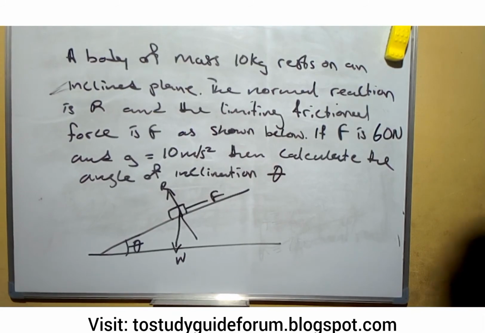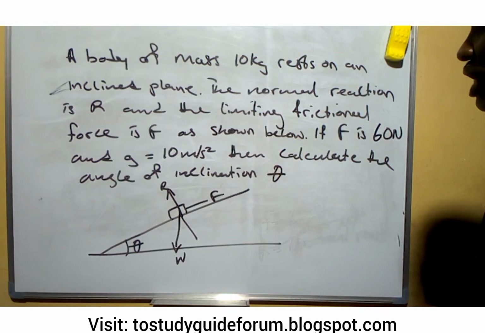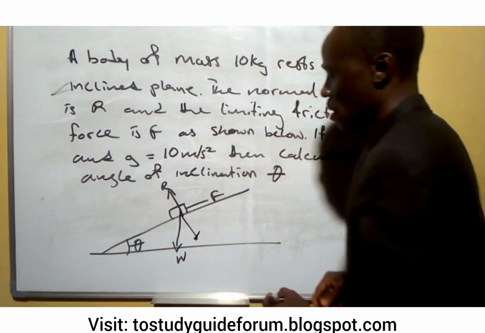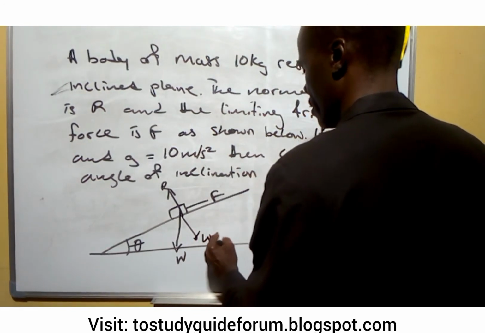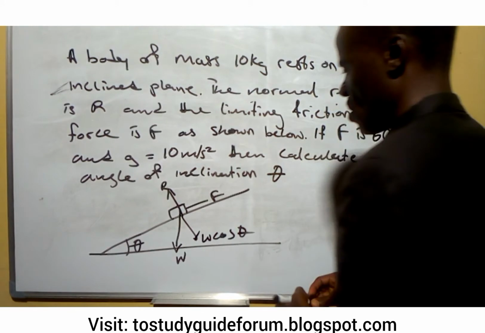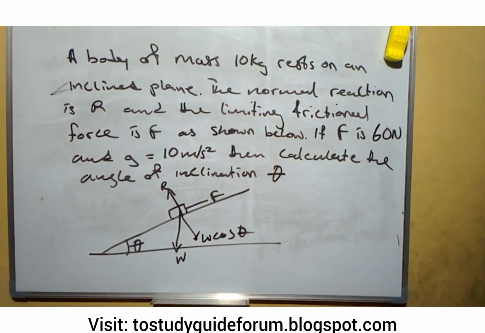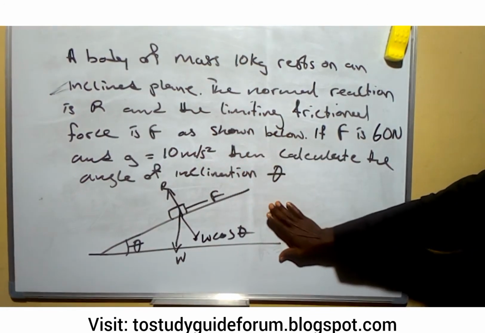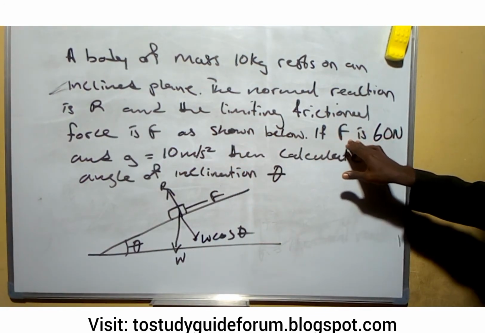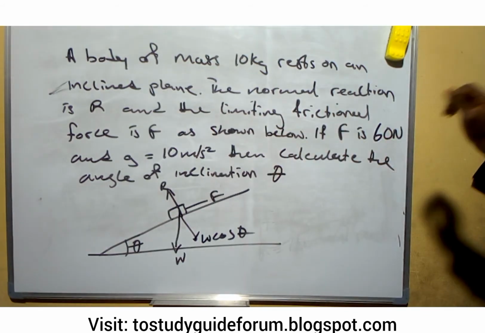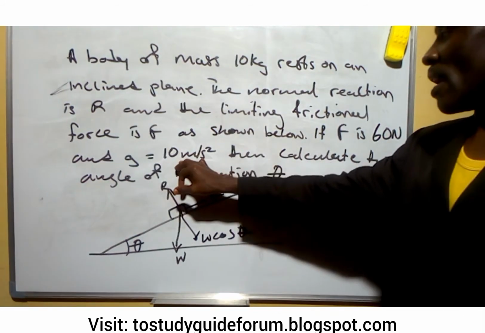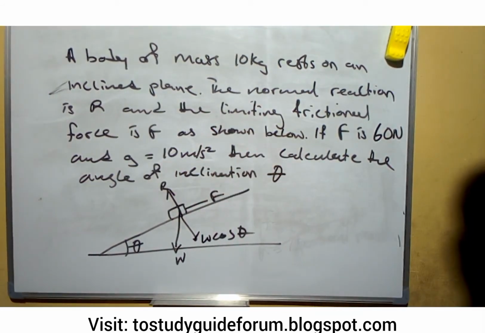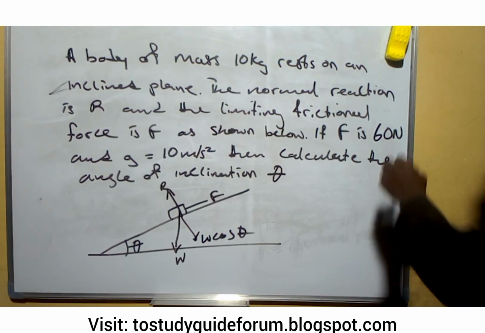We are going to use this question to really appreciate what we have done so far. A body of mass 10 kg rests on an inclined plane. The normal reaction is R. The limiting frictional force is F, as shown in our diagram. The limiting frictional force is 60 Newton, and the acceleration due to gravity is 10. Calculate the angle of inclination.